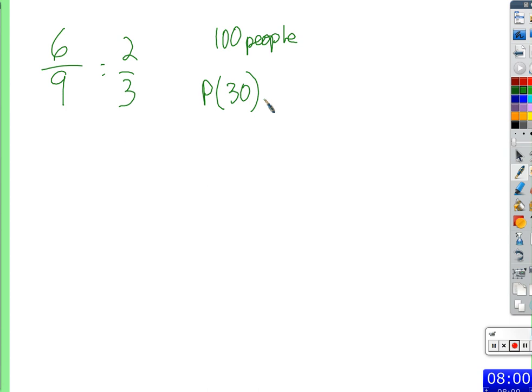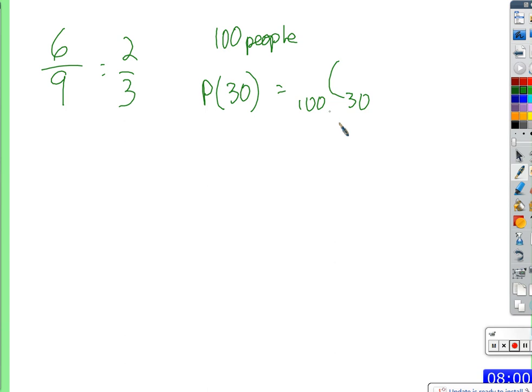So that's 100C30. That's how many ways 30 out of 100 people can say yes: the first 30, the last 30, the middle 30, or sprinkled in anywhere, every other person, whatever it takes. That's all the ways that 30 out of 100 people can respond affirmatively.